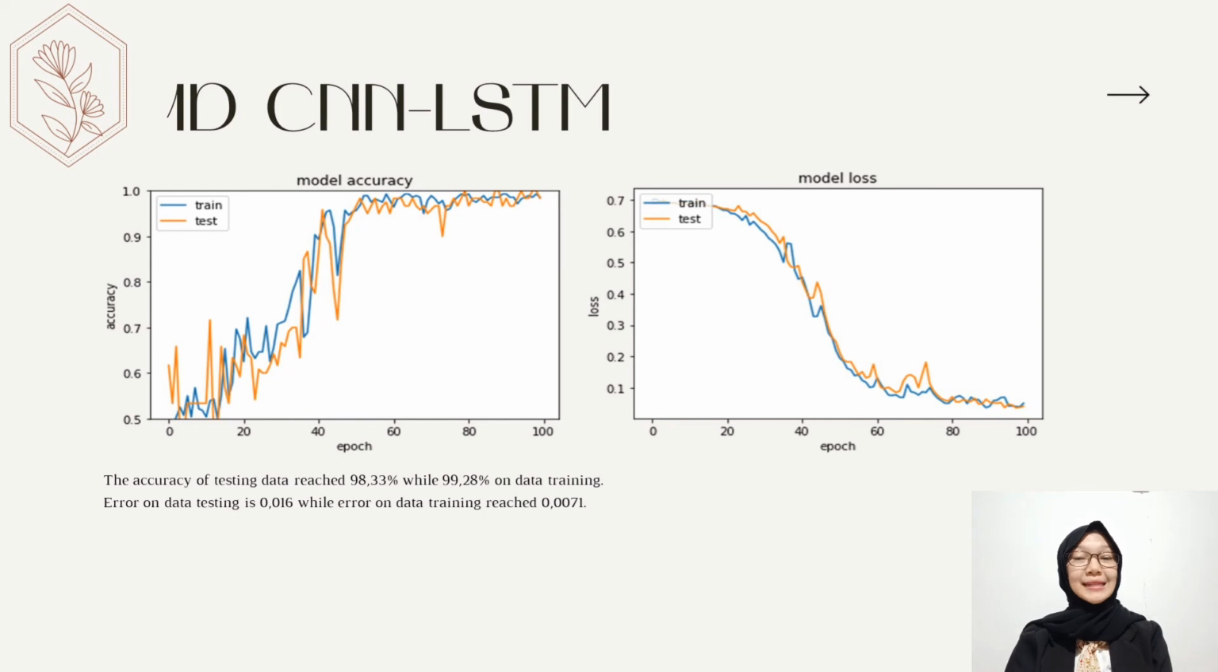And the next one is the proposed method, 1D CNN LSTM. The accuracy of data testing reached 98.33%, which is higher than 1D CNN. On data training, 1D CNN LSTM has 99.28% of accuracy. The error on data testing is 0.016. Error on data training is 0.0071.